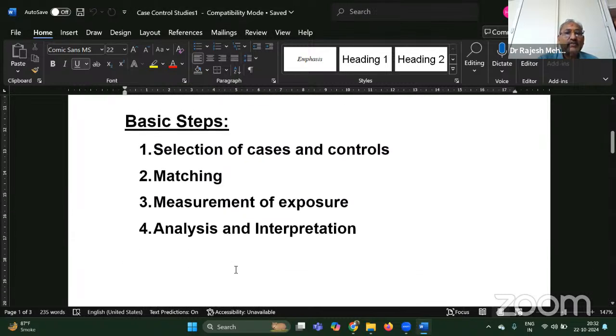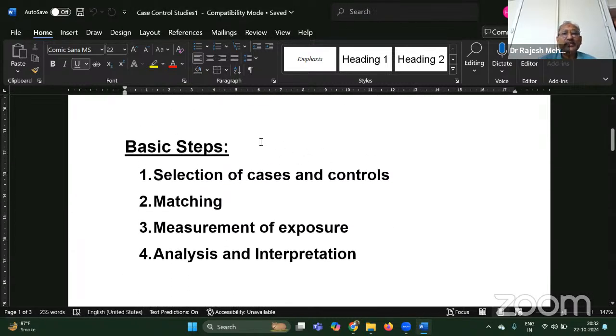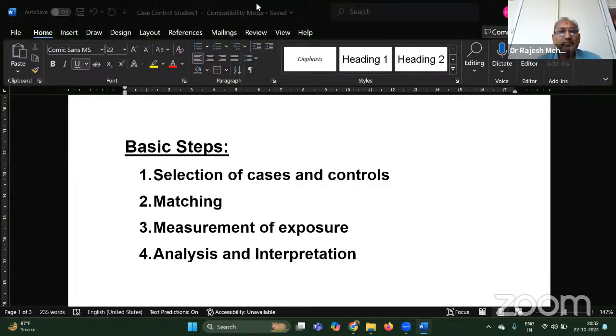Now, what are the steps of the case control studies? And we'll also look at the cohort studies.